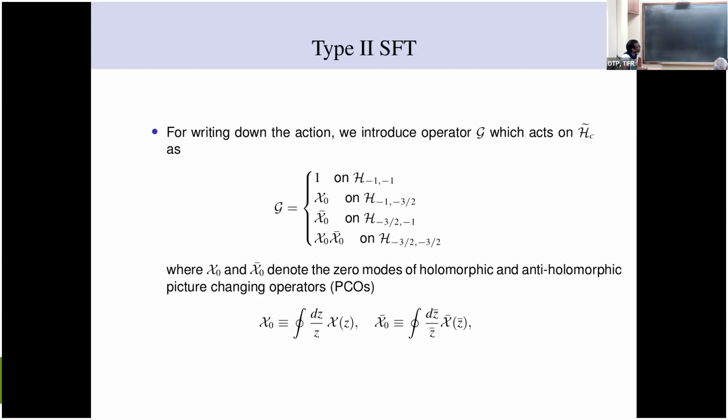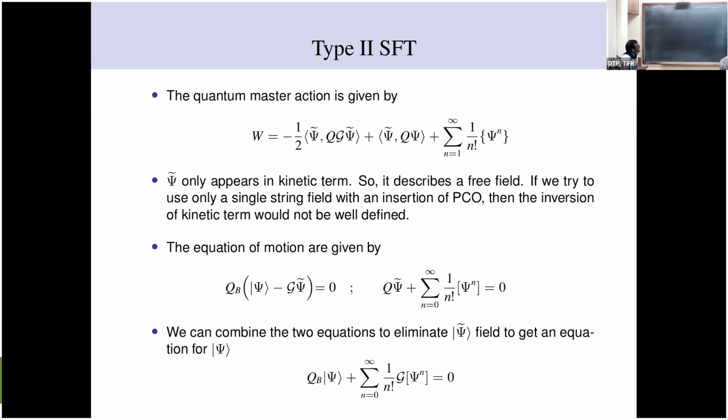Same interpretation. So you have this G operator whose action on various components of the Hilbert spaces H tilde C is given by this. So you have chi 0 when it acts on H minus 1 minus 3 half, chi bar 0 when it acts on H minus 3 half minus 1, and chi 0 bar for H minus 3 half minus 3 half. So the quantum master action is given now by this term. Here, both psi and psi tilde appear in the kinetic term, and in the interaction term, only psi appears.